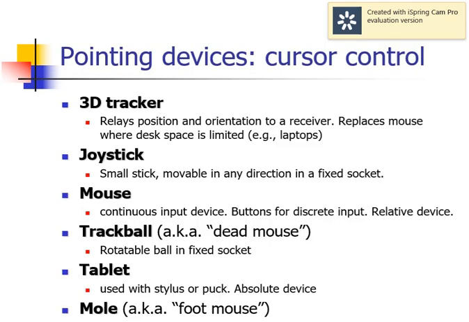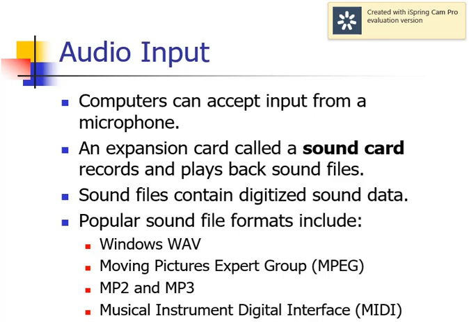The QWERTY keyboard is the commonly used keyboard. However, the Dvorak keyboard layout is more efficient. That's why professional typists are using it. Other than the keyboard as an input device, there is also cursor control, which is the pointing device. The mouse is the common one that we are using. And other than that, there are the 3D tracker, joystick, trackball, tablet, and more. Keyboard and mouse are used for giving commands.